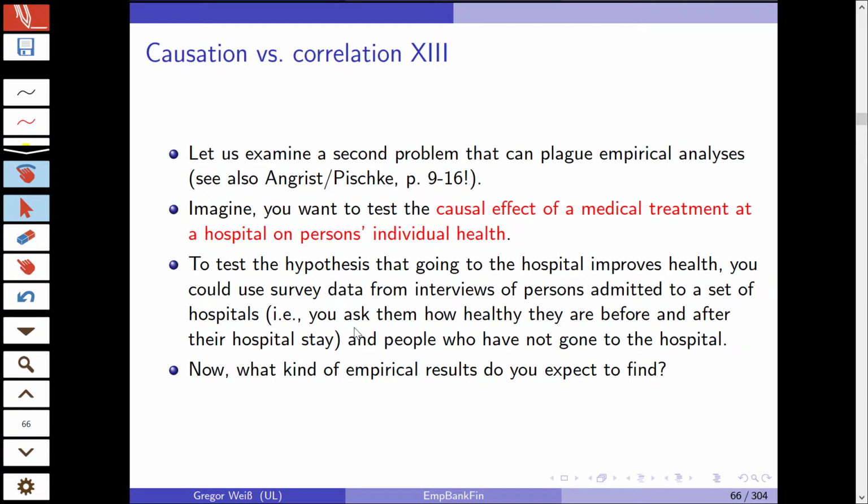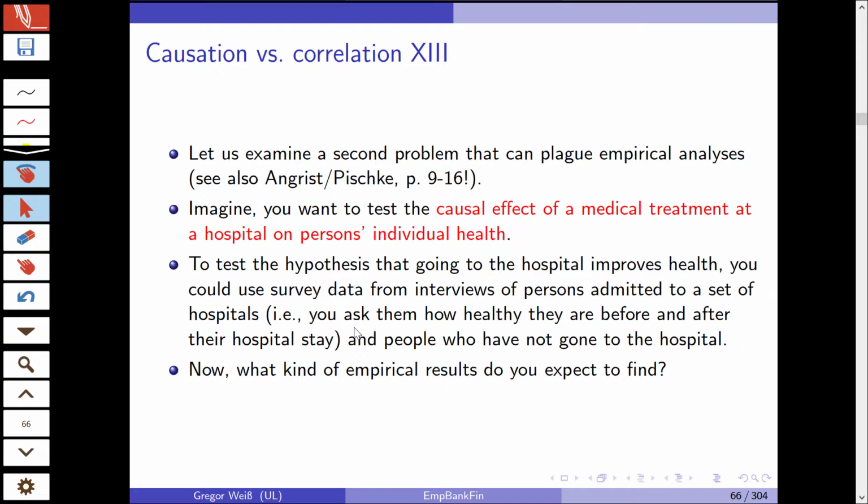Now let's go to a second problem that can plague empirical analyses. Imagine you want to test the causal effect of a medical treatment at a hospital on persons' individual health. Something that is very relevant right now in the COVID-19 pandemic, because no one really knows which treatments work. And to show that a particular treatment on COVID-19 works, you need to show that this medicine, this treatment, is causally treating this illness and has a causal effect on COVID-19.